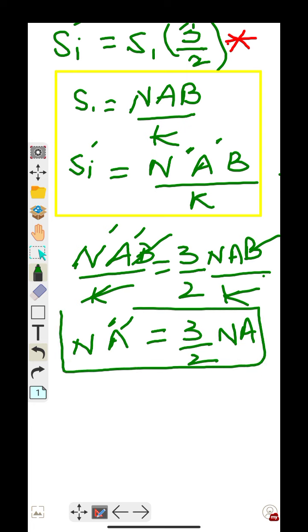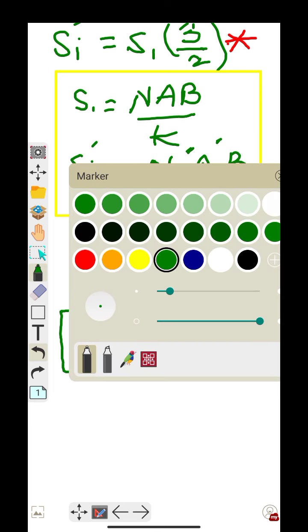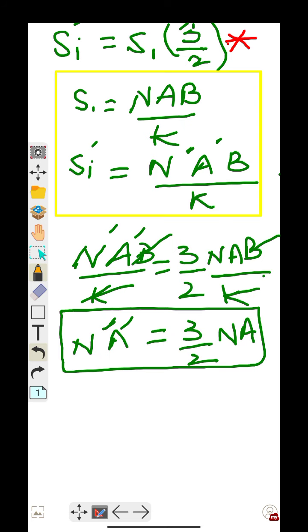This is the relation between the new turns, new area, and the earlier turns and the earlier area. Now, as per the question, we want to find out the change in voltage sensitivity. So I'll write that here: the change in voltage sensitivity. This is what we got so far. I would like to find out the change in voltage sensitivity, and we write that as delta SV.